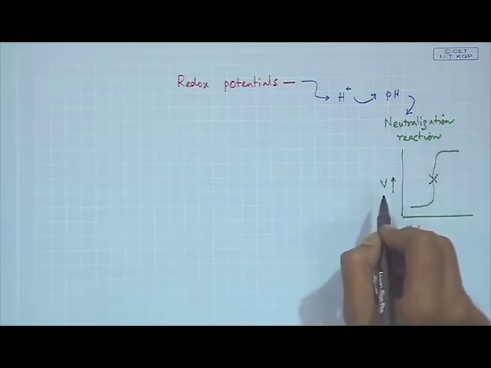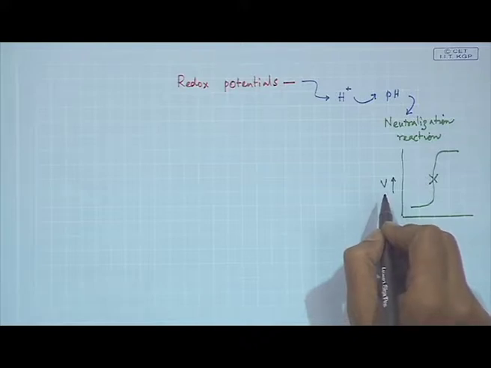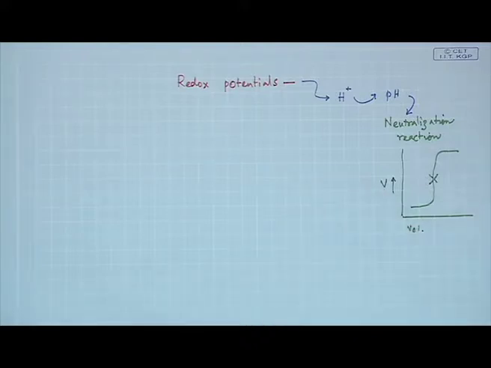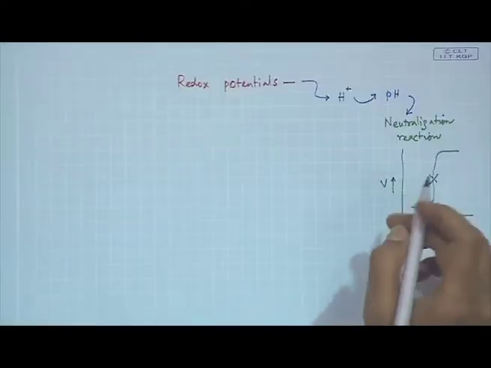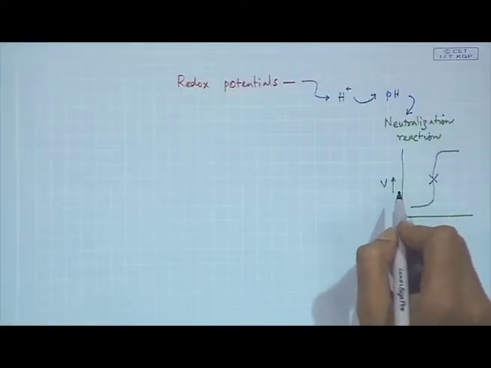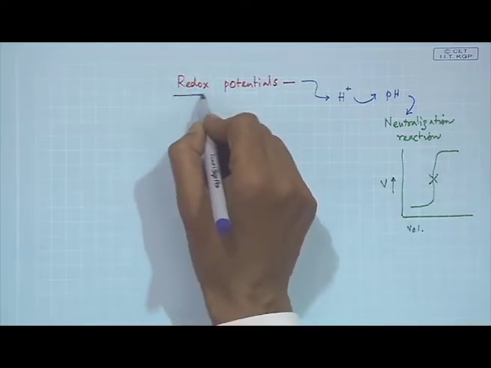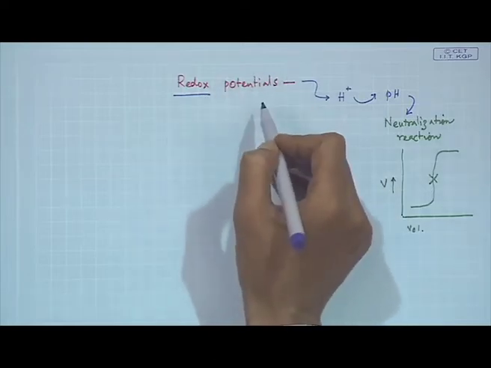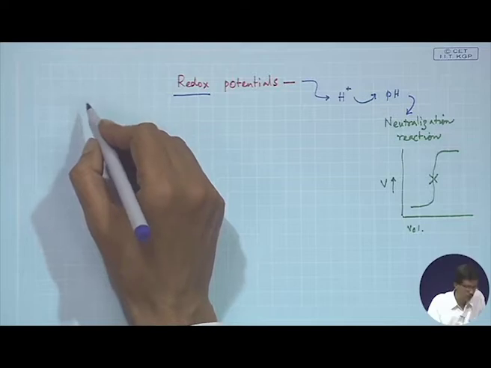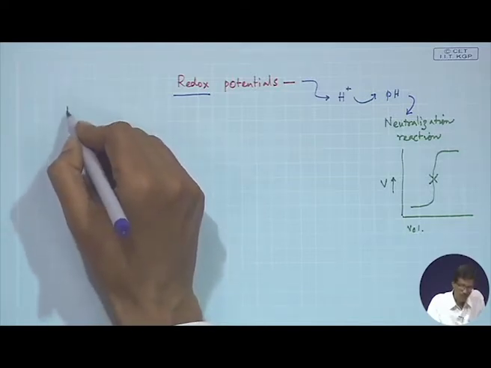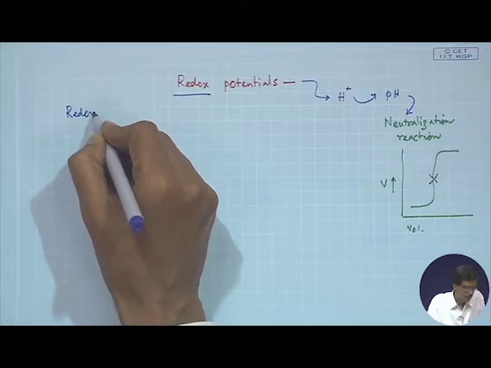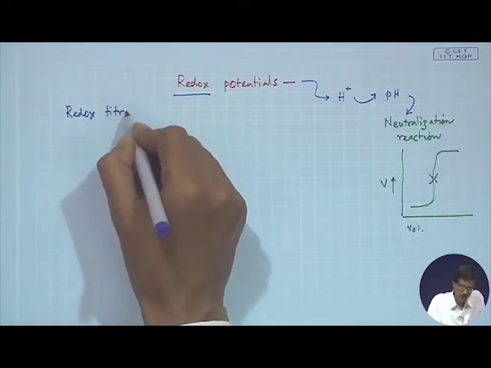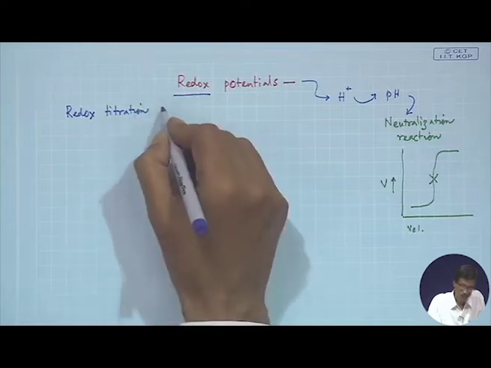So, whether we will be able to use the same thing for other types of reactions, as I told earlier, that we can use this for precipitation reactions. Also we can use the same thing for complex formation reactions, and also we can use this for oxidation reduction reactions. So, this determination of redox potentials by the potentiometric method can be useful for redox titration curves.